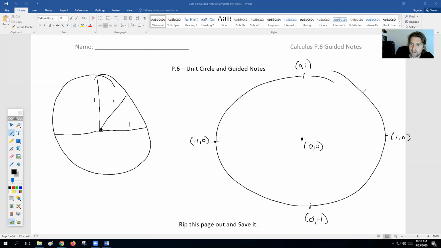The question now is, okay, what if we want to split those in half? Where are these marks located? Well, we know that's 90 degrees. This is like a 45-degree angle from here to here.